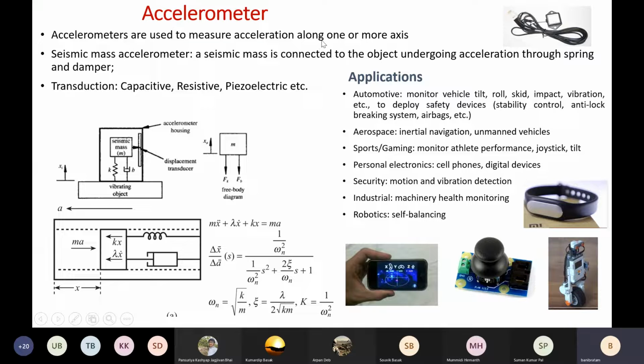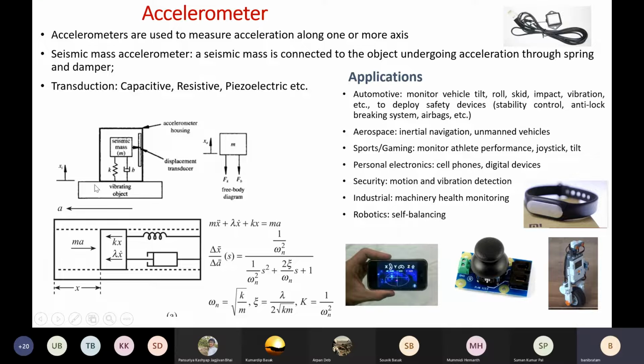And normally, we have also seen during our second order sensor system discussion that the model of the accelerometer will be equivalent to a mass spring damper system, where one mass will be there. This is your seismic mass, as we call it, and that mass will be connected through the spring or the damper to the vibrating object. So when this vibrating object, whose acceleration or vibration I want to measure, is vibrating, that vibration will be transferred to this mass spring damper system. That is the model of the accelerometer.